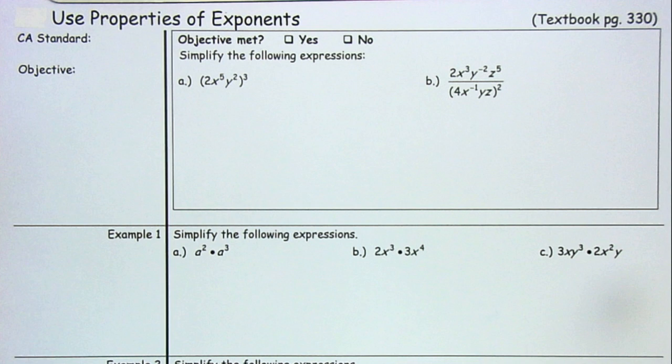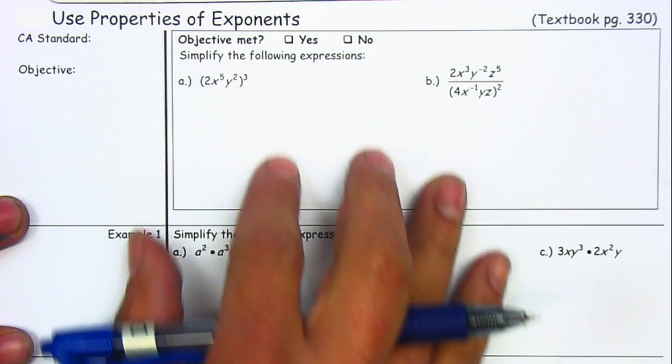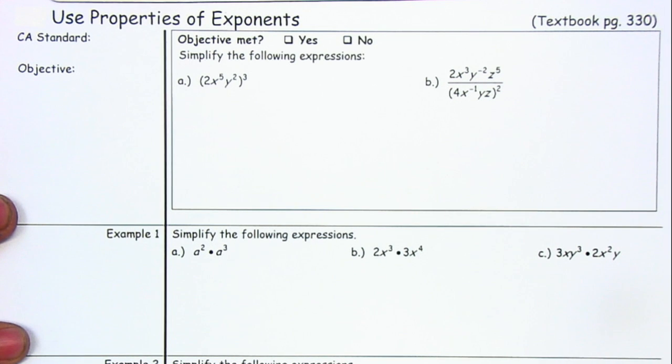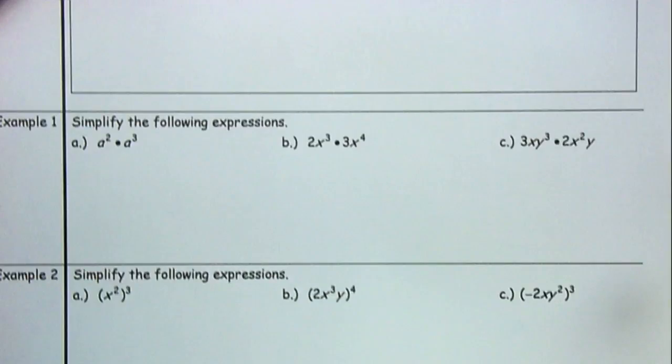But today we're going to continue with chapter 5. We're going to start on the first lesson. We're going to be using properties of exponents. And this is a very easy lesson and you guys will do well. All of you guys have covered properties of exponents back in Algebra 1. Let's go and start with example number 1.